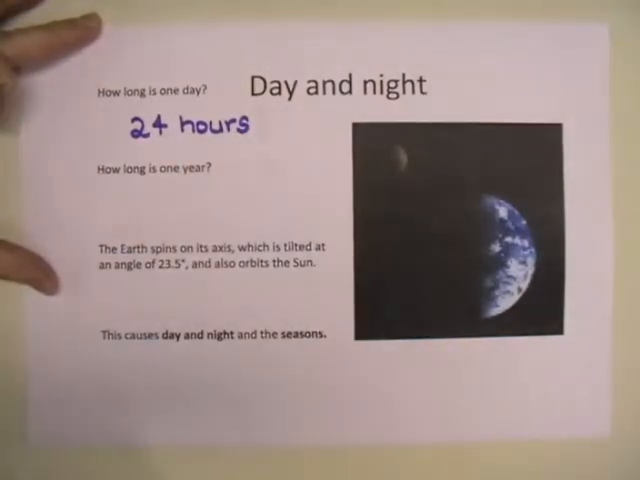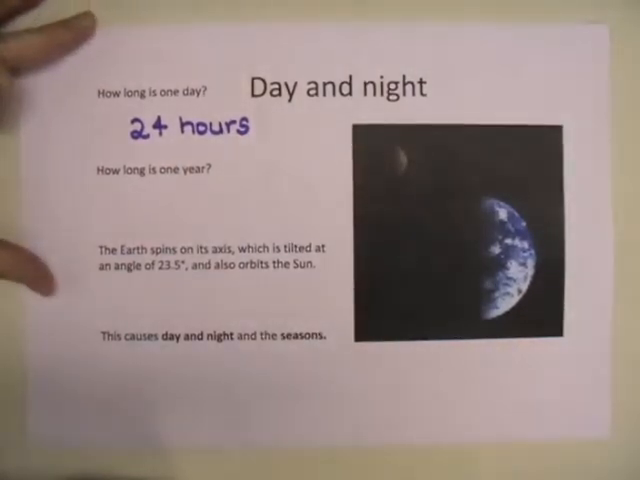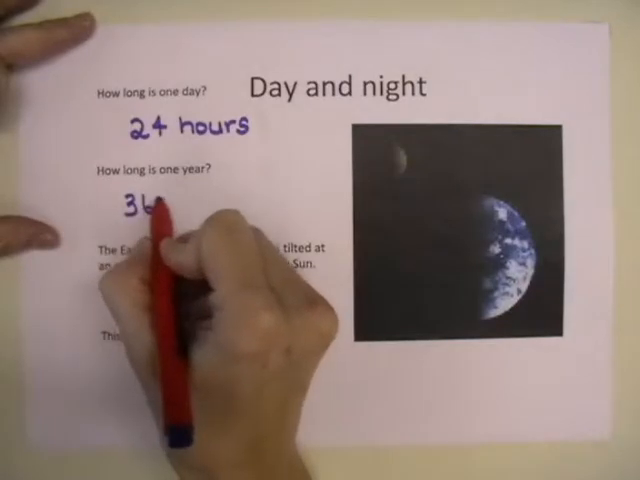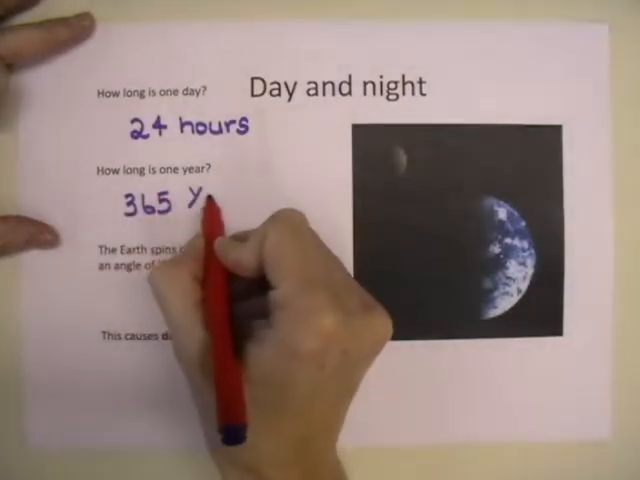How long is 1 year? 1 year is the length of time it takes for the earth to make one complete orbit around the sun. And that takes 365 and a quarter days.